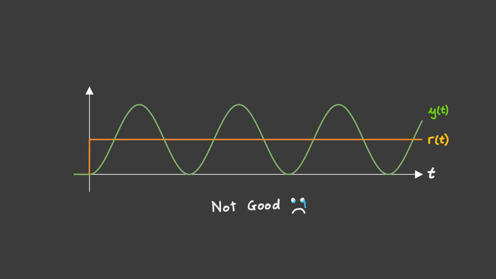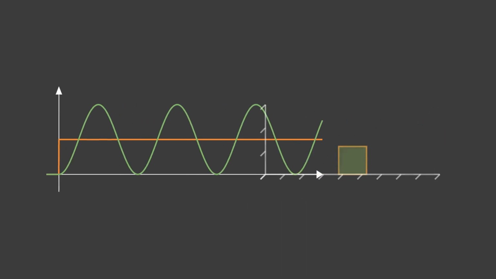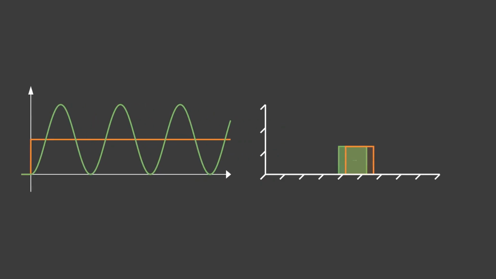Now, this does not look good. We'd ideally like our output to match our reference, and that's not what we're seeing here. Our reference has a step, which means it moves suddenly to the right, and our controller recognizes this sudden error and applies a large force pushing it right, but it overshoots. The controller compensates, pushing it left, but because the block has inertia, it overshoots again. And on it goes, oscillating forever. Clearly, we haven't designed a good controller here.